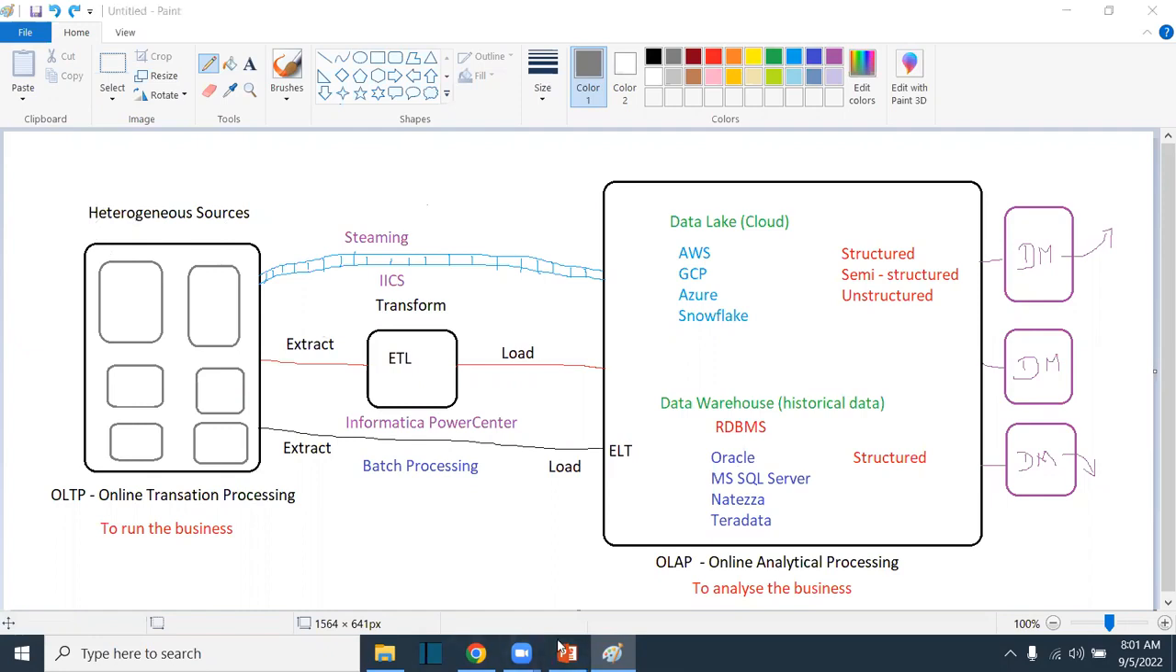And what is batch processing? How do they do batch by batch processing, like in the ETL process?